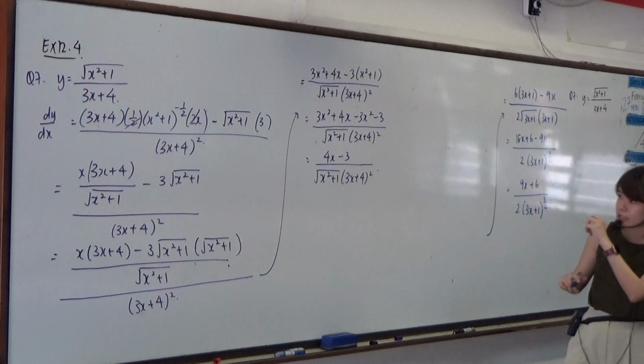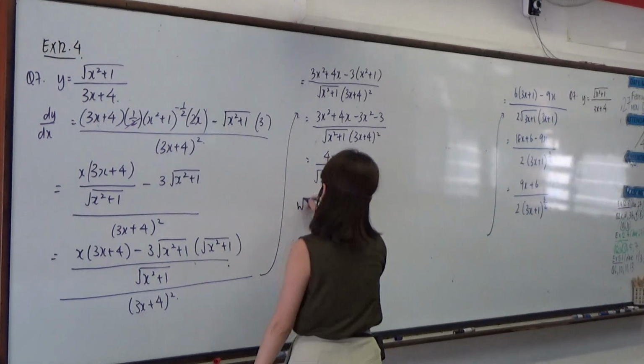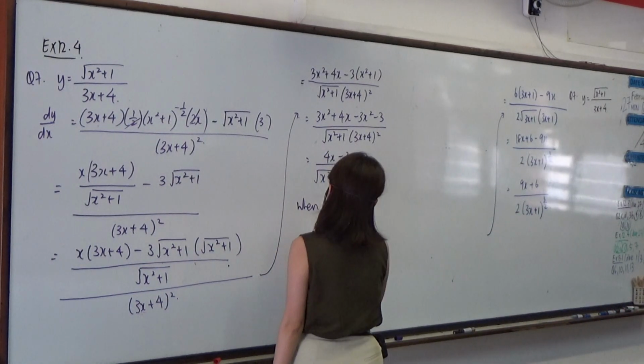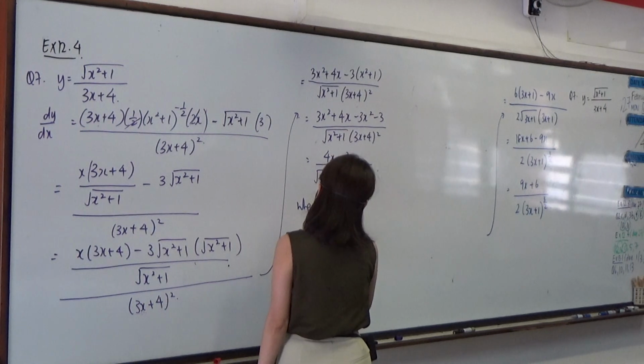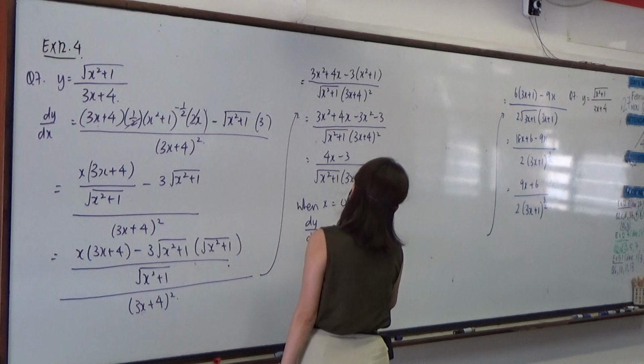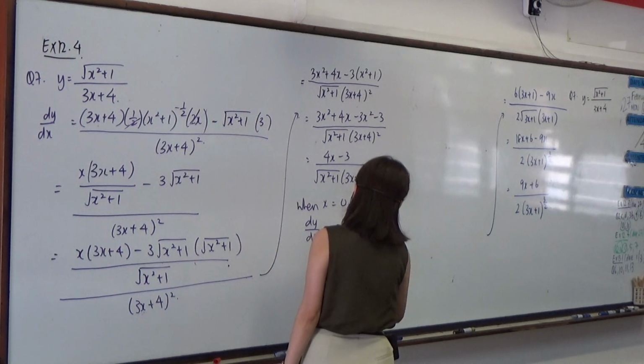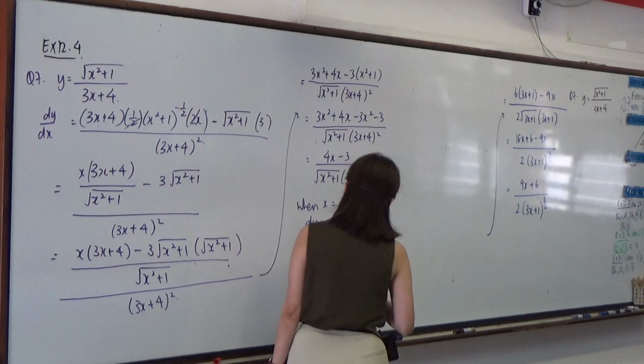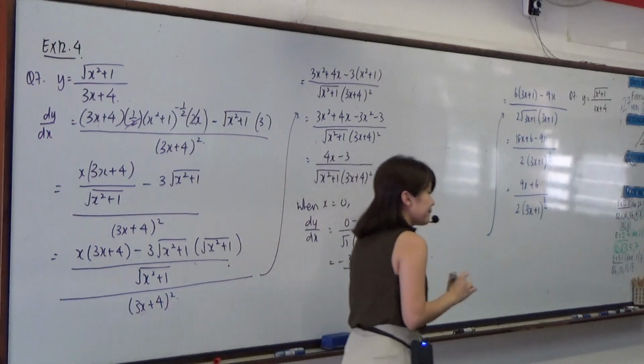So we get our dy over dx to be like that. And then we want when x equals to 0. That means 0 minus 3 over square root 1 whole square. So we get negative 3 over 60. Okay?